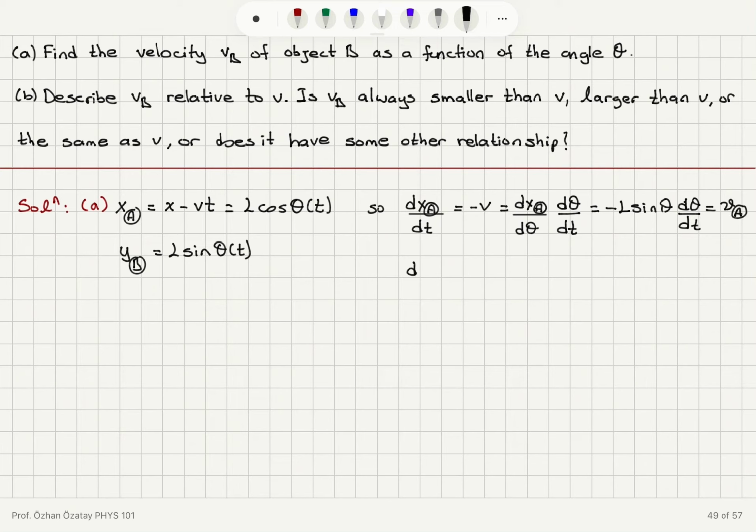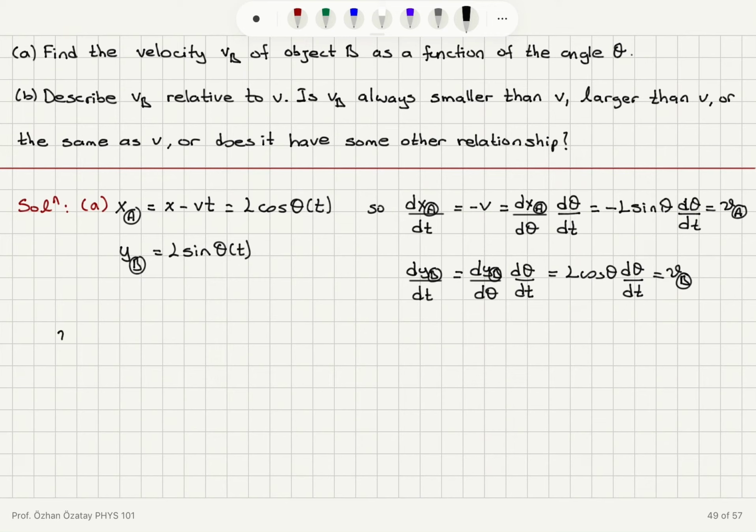And at the same time, when I look at the rate of change of position of B with respect to time, dyB/dt, which is what I'm trying to determine, it is also a function of angle: dyB/d theta times d theta/dt. The derivative of L sine theta with respect to theta is L cosine theta, so times d theta/dt. So this is the velocity of B.